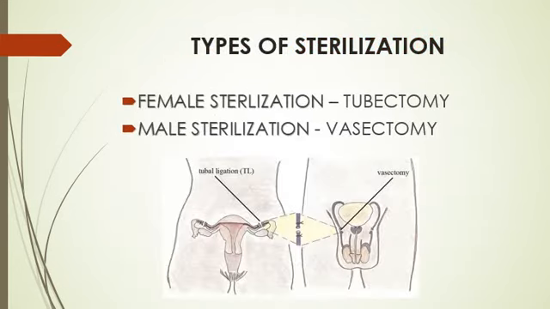So the types of sterilization can be either female sterilization, which is tubectomy, or male sterilization, that is vasectomy. In both these methods, there are tubes which carry either the sperms or ova. They are separated or obstructed by some method. Here it will be the fallopian tubes, and in the case of the male, it will be the vas deferens, which will be dealt with in the surgery.